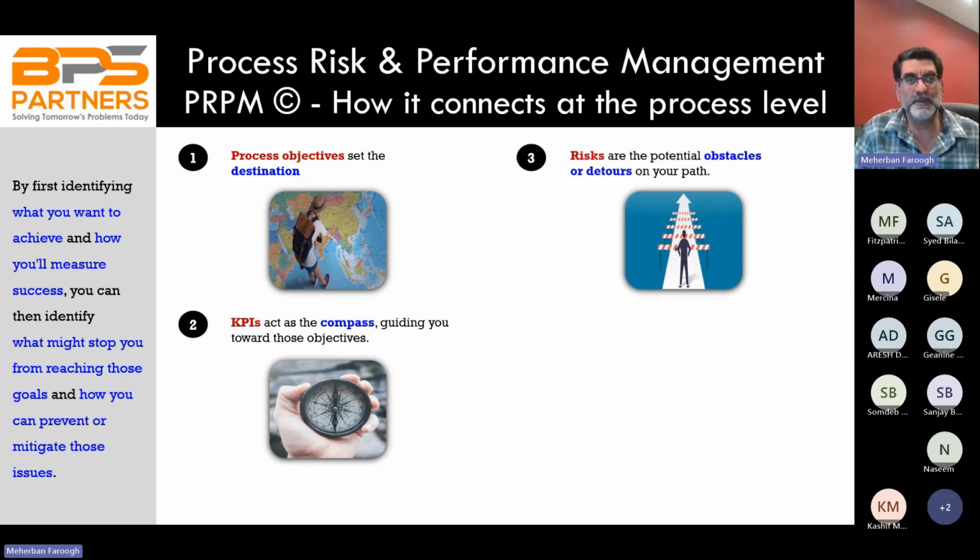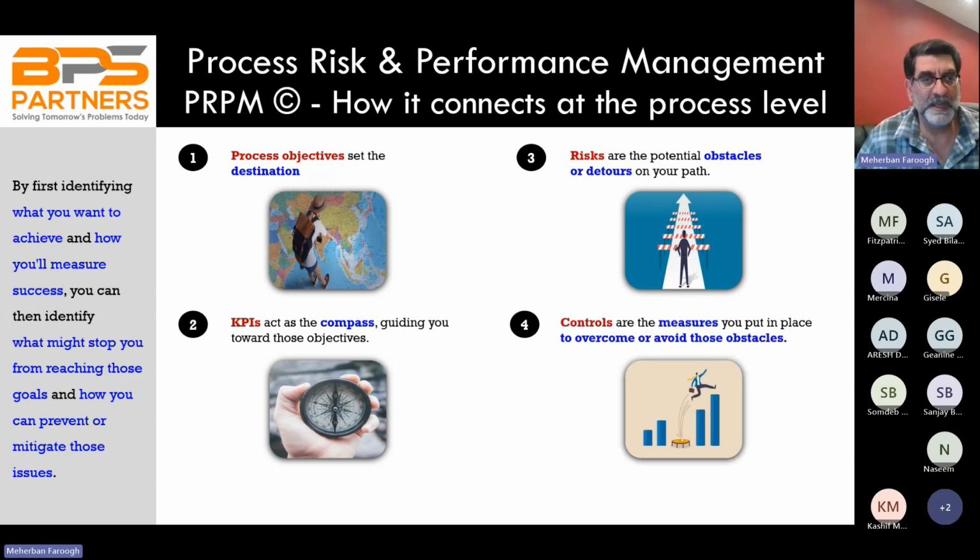Your risks are your detours or obstacles on your path. And your controls are the measures that you put in place to overcome those obstacles. In the case of my silly picture, that's the trampoline that you see there. So those are your controls, and those are the 4 elements. If you start thinking along those lines, and in my workshops I put simple pictures like that to make the point, a lot of people go, aha, now I understand where you want me to go, right?